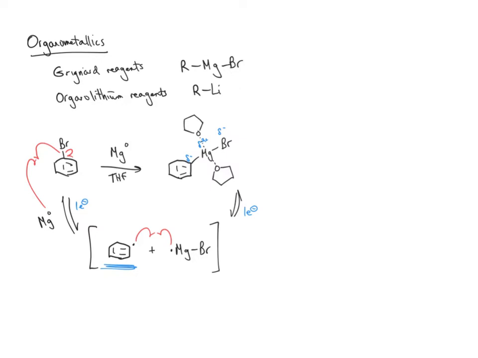Now, if lithium was used in this reaction instead of magnesium, you would get an organolithium reagent. And so let's say we start with bromobenzene again, and this time we need to react it with lithium. Now we get an organolithium reagent.